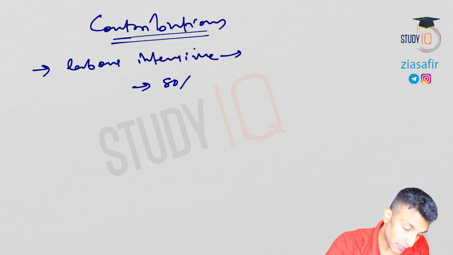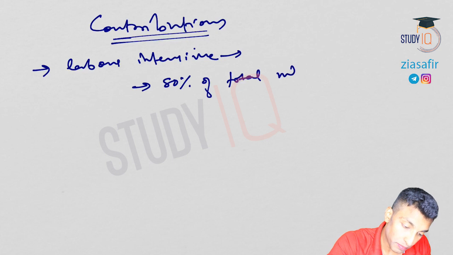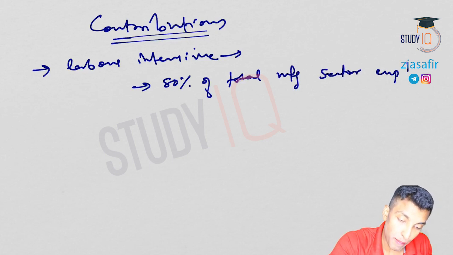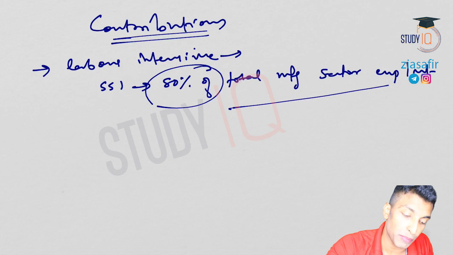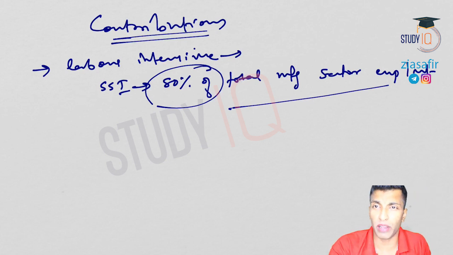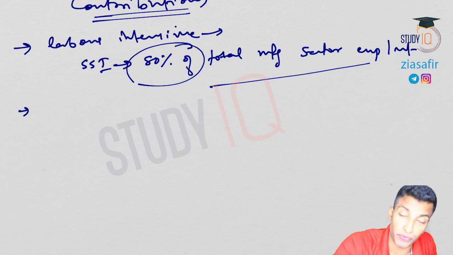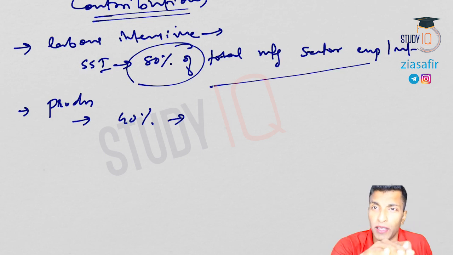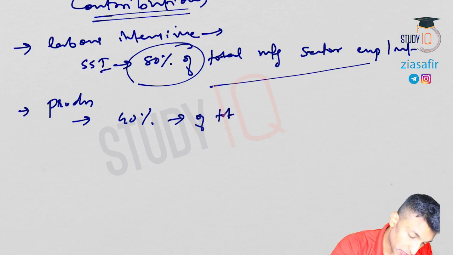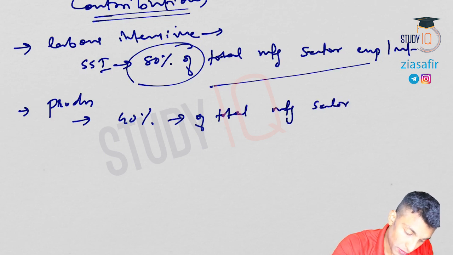You know, SSI, small scale industries, actually contribute 80% of total manufacturing sector employment. Okay, not total employment, I'm talking about manufacturing employment. If you talk about the total manufacturing employment, 80% of that will be from small scale industries, that means MSMEs. So first is related to employment. Then if you talk about production, around 40% of total manufacturing production, not 40% of GDP. In GDP, manufacturing is there. So you take the total output of manufacturing, and 40% of that will be from SSIs, MSMEs.